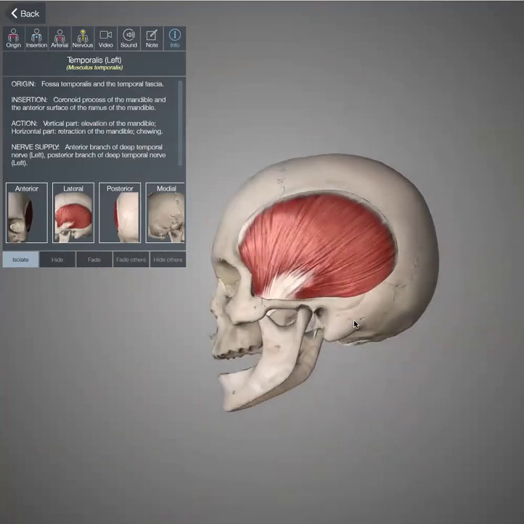Now the action: it has two actions. Mainly it helps us to chew, you're chewing food, that's the action. What is this chewing word that we usually use in anatomy broken down into? Mastication, but we mean elevation of the mandible and retraction of the mandible.